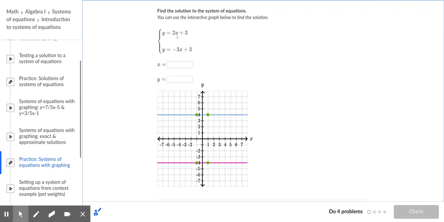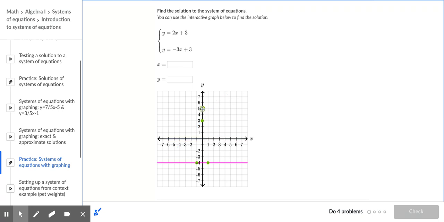So remembering that when we're graphing linear equations, this is the y-intercept and this is the slope. The thing with the x is always the slope, and then whatever is being added is the y-intercept for linear equations. So my y-intercept is 3, and my slope is 2, so I'm going to go up 2 over 1.